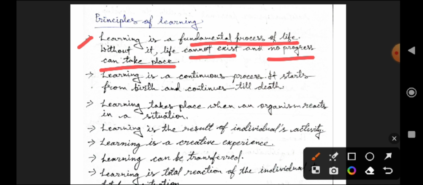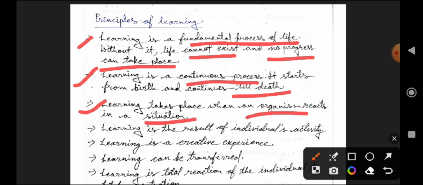See the next one. Next point. Learning is a continuous process. It starts from birth and continues till death. Okay. Next is, learning takes place when an organism reacts in a situation.